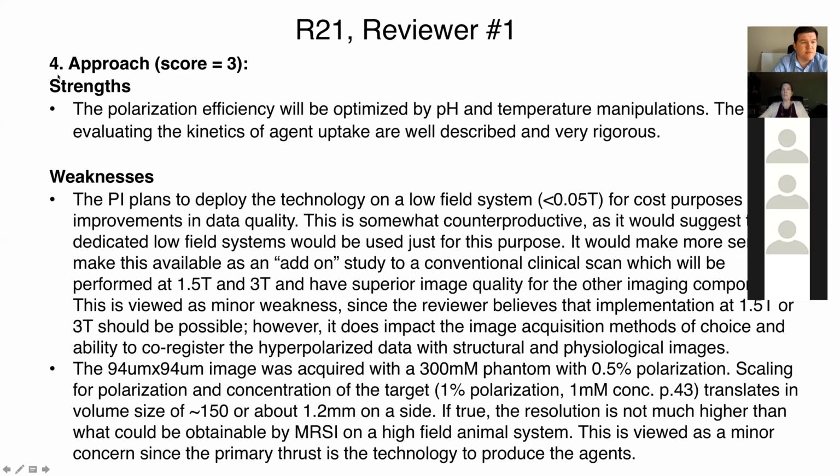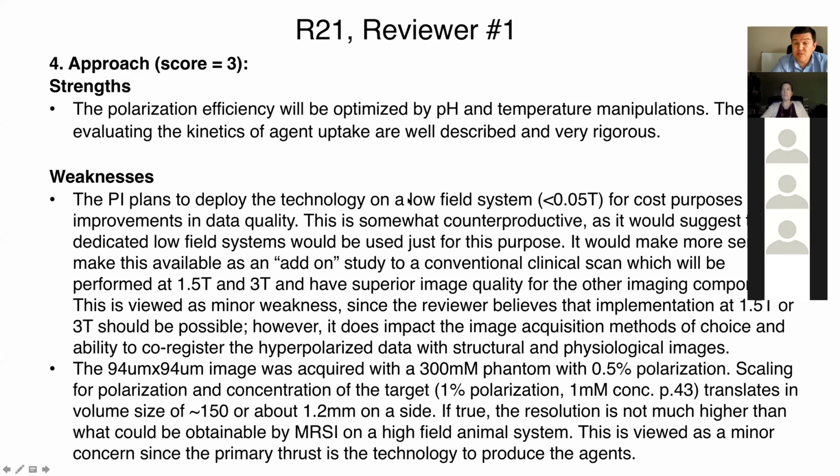In the case of this particular application, the reviewers list 1 strength: the polarization efficiency will be optimized by pH and temperature manipulation, and the evaluation of the kinetics of the agent uptake is well described and very rigorous. So basically what the reviewer is saying is that this is very rigorous science. The score is 3, which is supposed to be very good based on the NIH ranking. And then the reviewer also provides the details of the weaknesses.